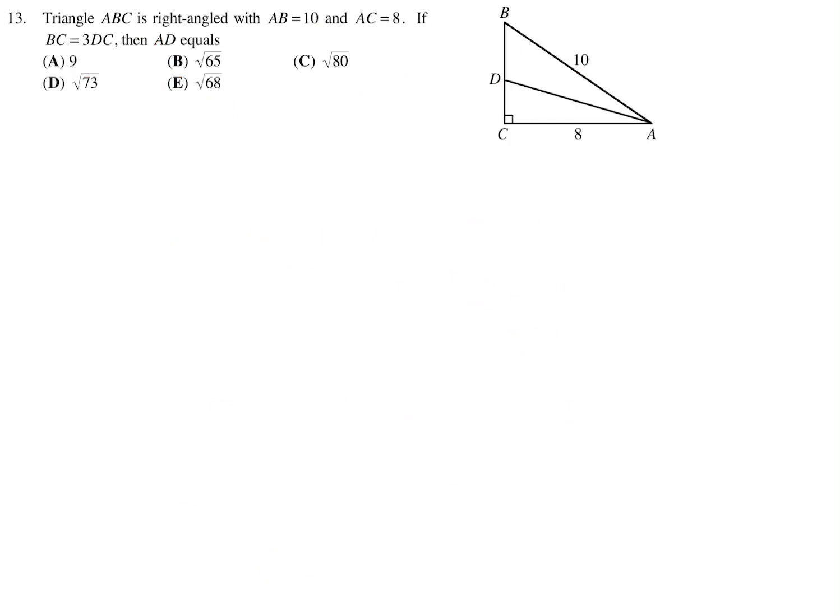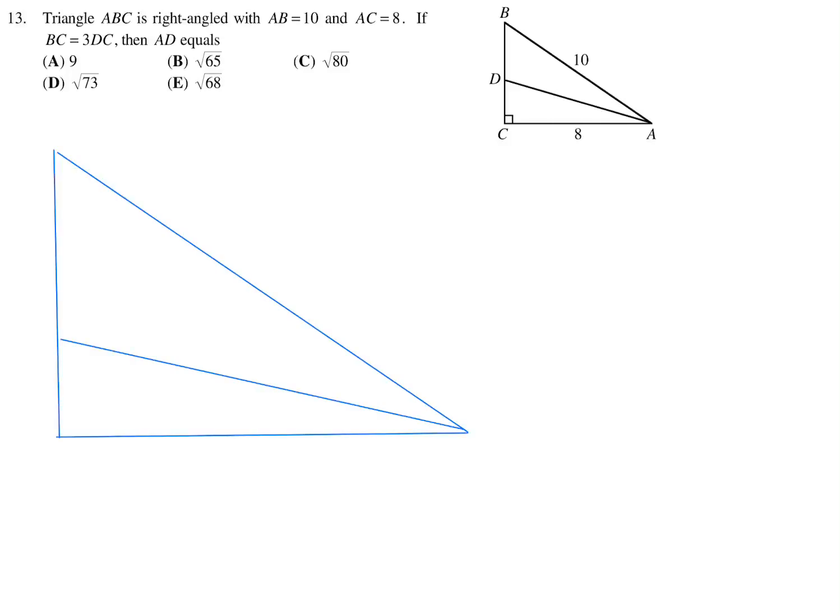Triangle ABC is a right-angled triangle with AB equal to 10, AC equal to 8. If BC is 3 times DC, then AD equals. First thing I'm going to do is draw this out a bit bigger, and I'm going to start filling in the information. So that's a right angle. This is equal to 8. This is 10. And this is D. And this is B. Now they've told you that BC is equal to 3 times DC. So for example, if DC was x, this whole BC is equal to 3x.